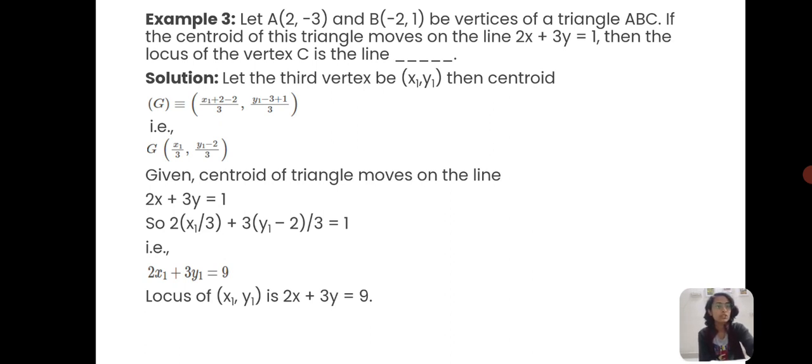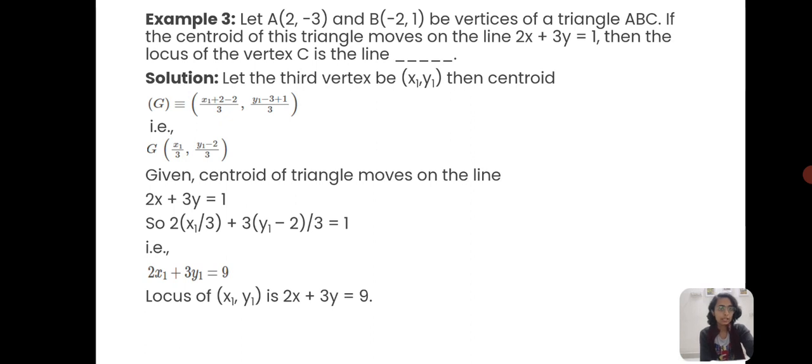If the centroid of this triangle moves on the line 2x + 3y = 1, then the locus of the vertex C is the line. And the solution is: let the third vertex be (x1, y1), then centroid G is ((x1 + 2 - 2)/3, (y1 - 3 + 1)/3). That is G is (x1/3, (y1 - 2)/3).